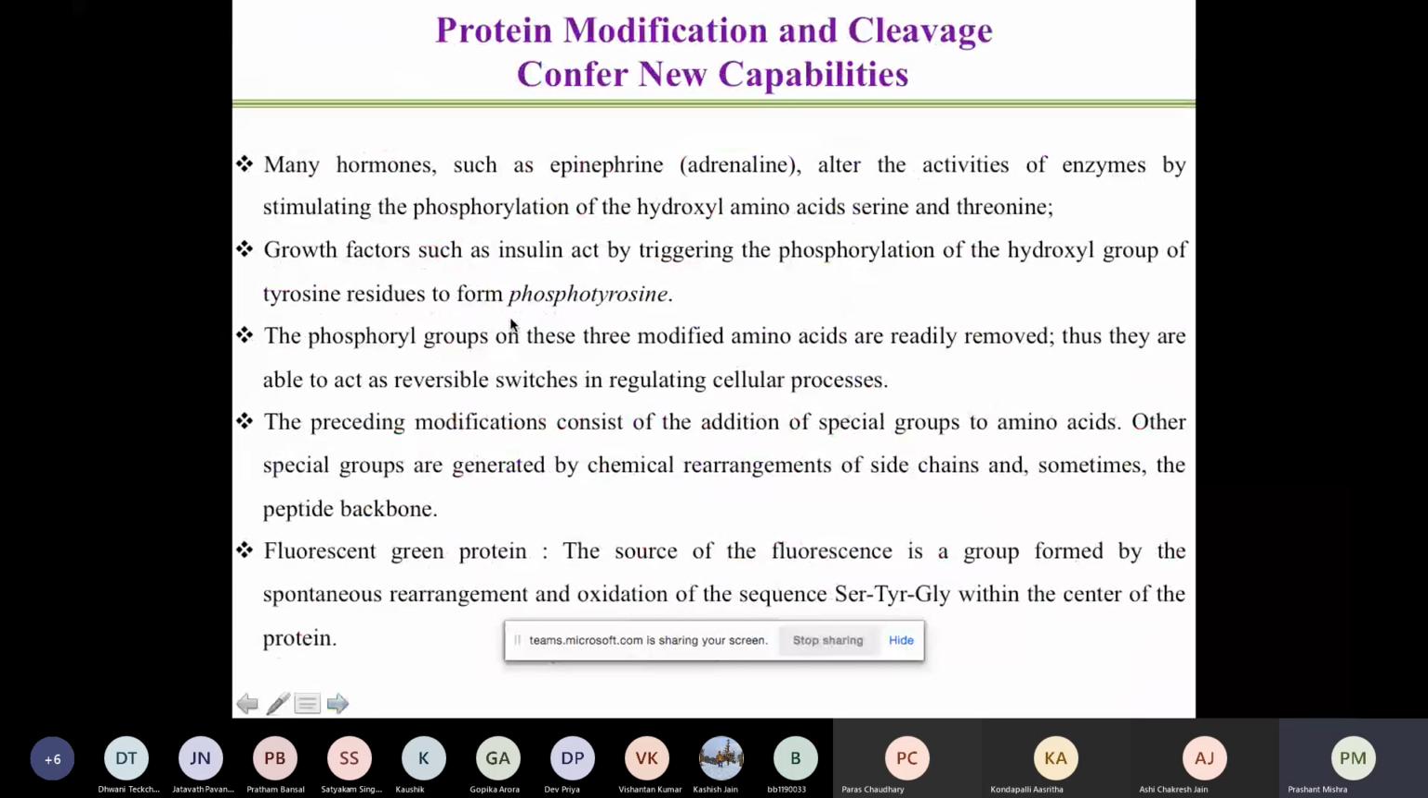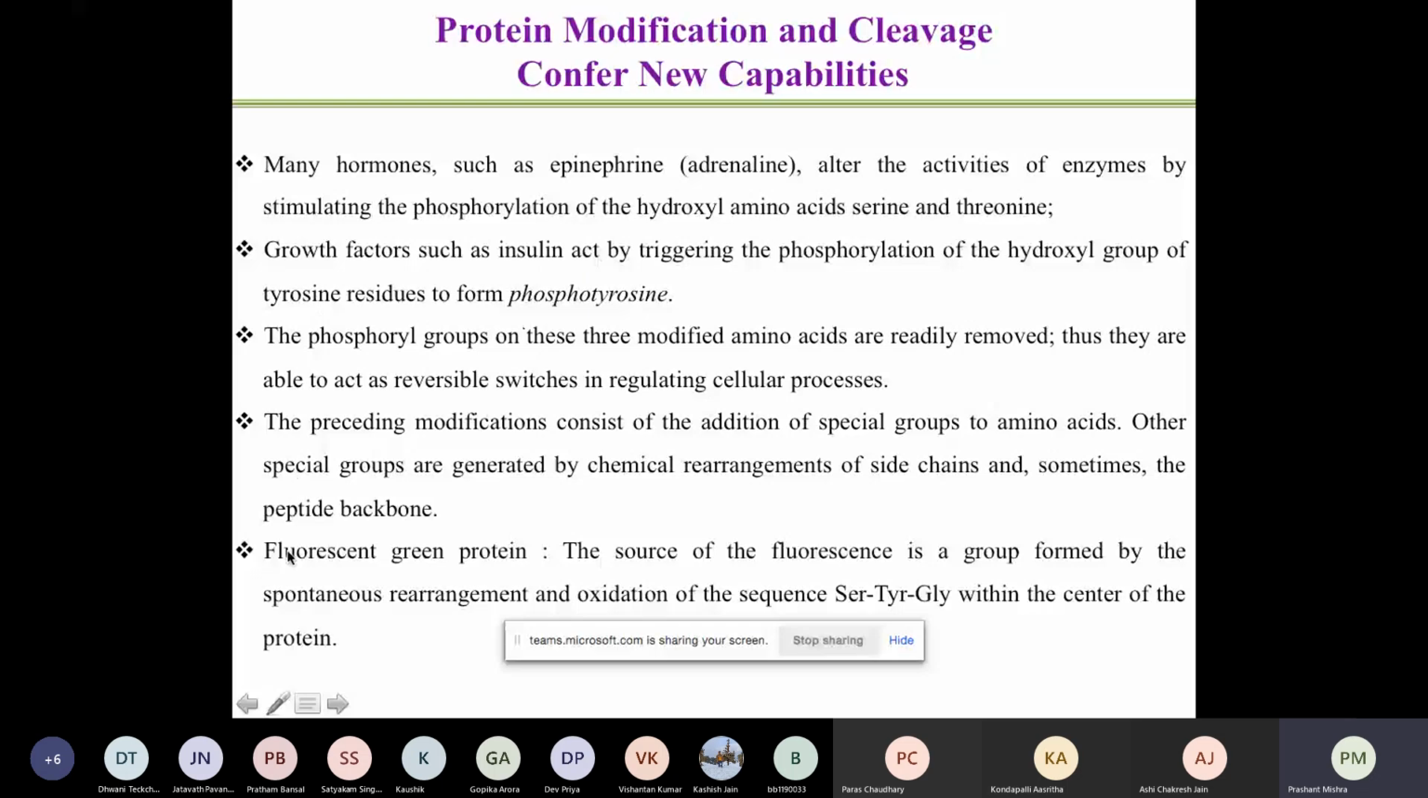There are many hormones, I'll quickly try to finish in one minute, like epinephrine, whose activity is altered by phosphorylation. There are many proteins that trigger phosphorylation of the hydroxyl group of a tyrosine residue. Tyrosine is one of the amino acids which will be modified. So there are phosphorylation and dephosphorylation processes.